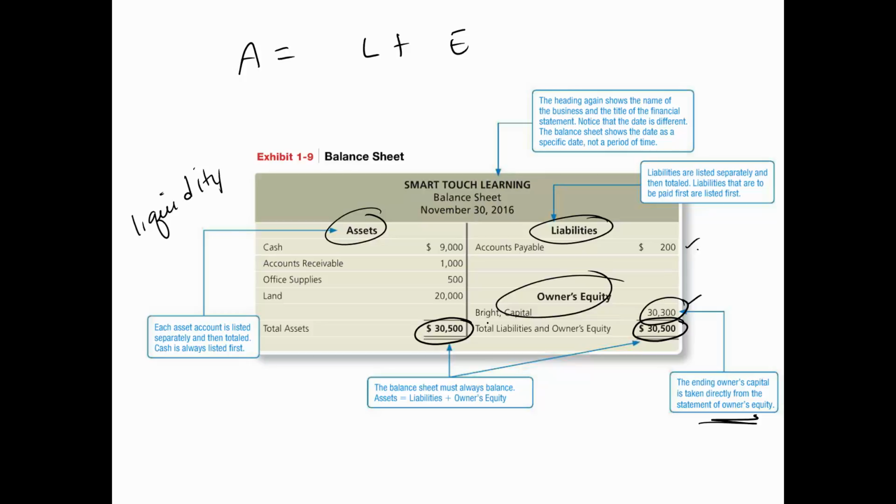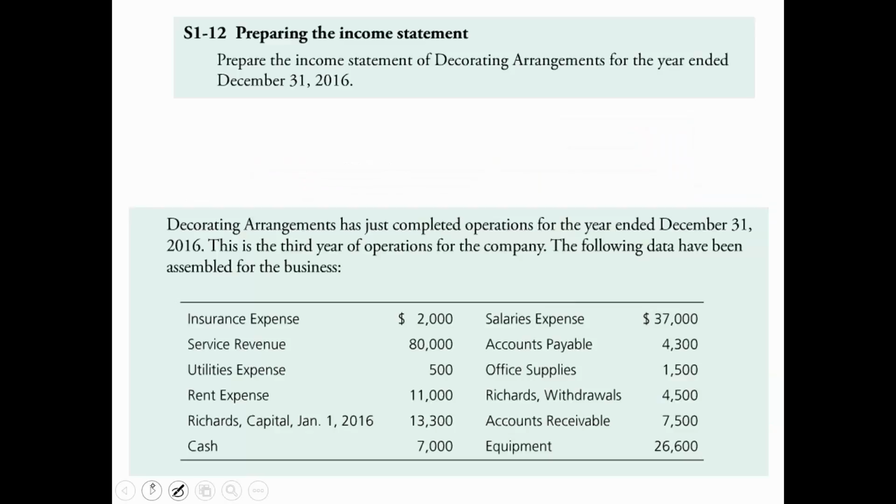And again, this just has a date. It doesn't say for the month ended, it just has a date. So as of this date, this is all of our assets, our liabilities, and our owner's equity. So we'll just do a couple of these. I'm not going to try and draw these on here because it would be way too messy and you'd never be able to read it.